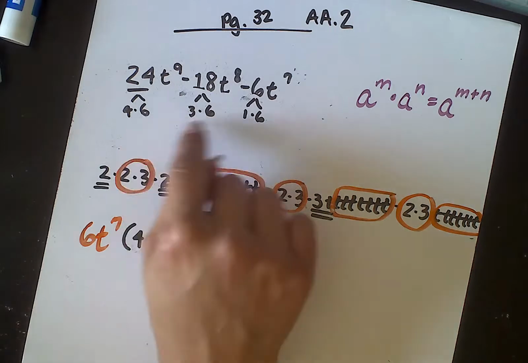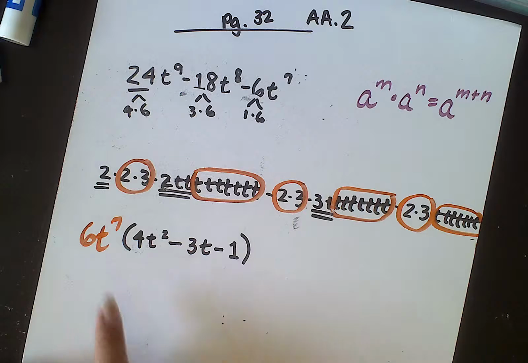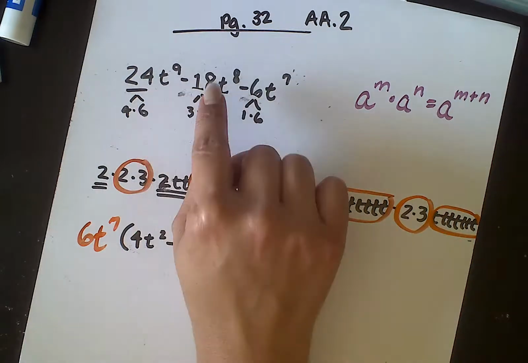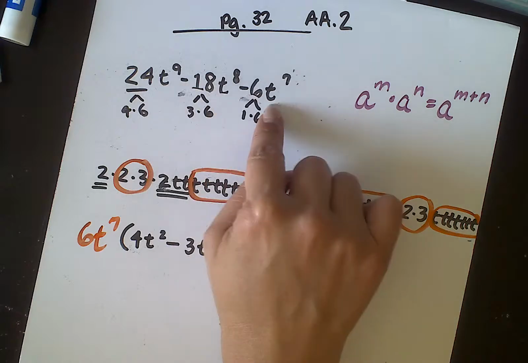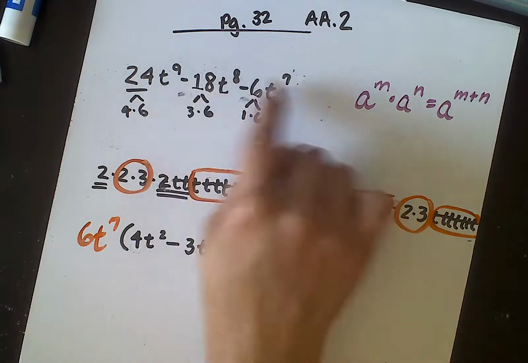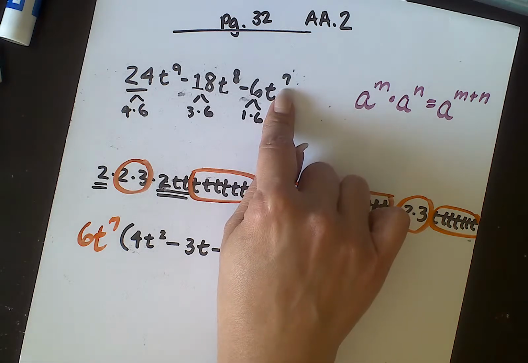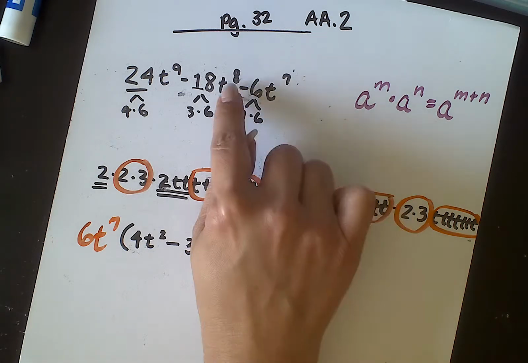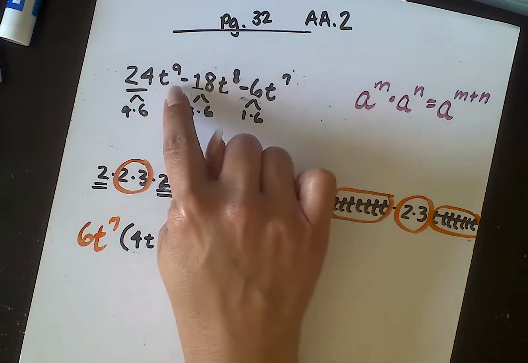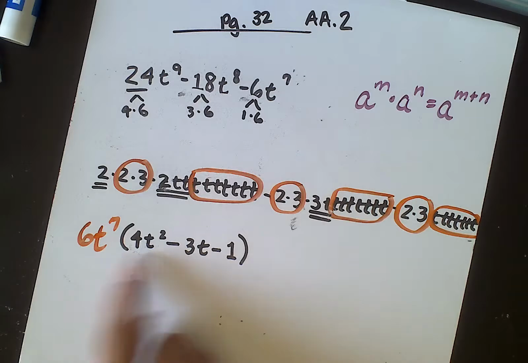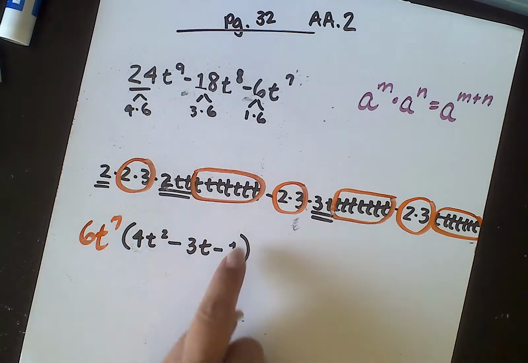Now, once I notice that they all have 6 in common, I write 6 on the outside. Now, I take a look at what variables they have in common, which is all t, and I look at the exponents, which is the lowest exponent, and that's 7. So 7 plus 1 is 8. 7 plus 2 is 9. So that's how I'm getting my exponents. That's the 2, that's the 1, and that's none.